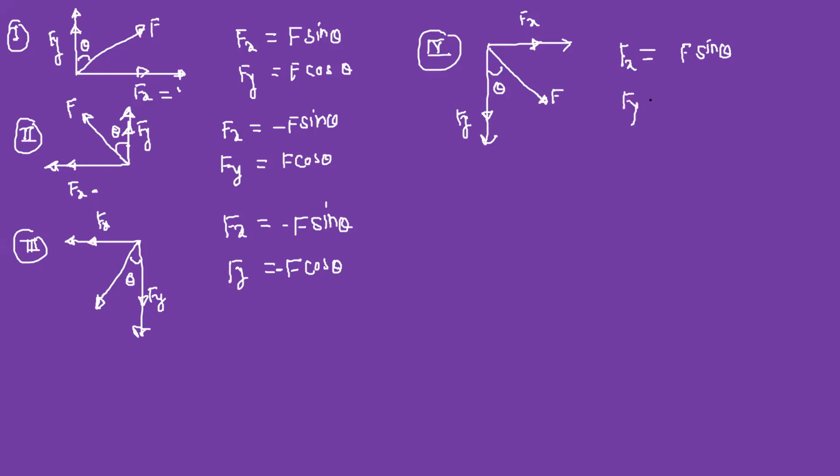And your Fy is along the negative y direction, and theta is given with respect to y-axis. Therefore, this will be adjacent, and therefore we have to take the cos. So this is minus, negative direction. F cos theta. So when you resolve the force, you need to remember the angle theta, whether it is with respect to x-axis or with respect to y-axis. So suppose it is with respect to x-axis, then your x component will be cos. And if it is with respect to y-axis, then y component will be cos.